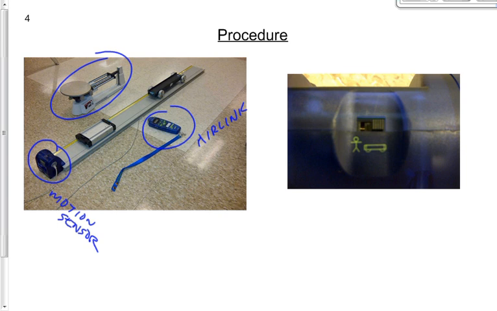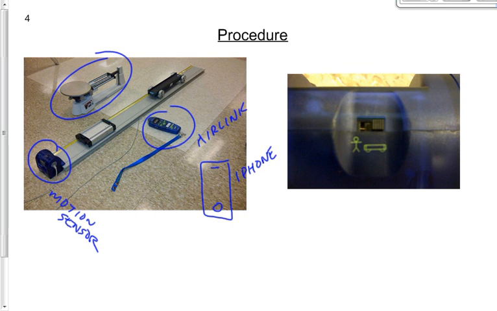The motion sensor is connected to the AirLink. The AirLink is connected via Bluetooth to your iPhone. So over here somewhere, you're going to have your iPhone. Your iPhone is what you're actually going to view your data on.